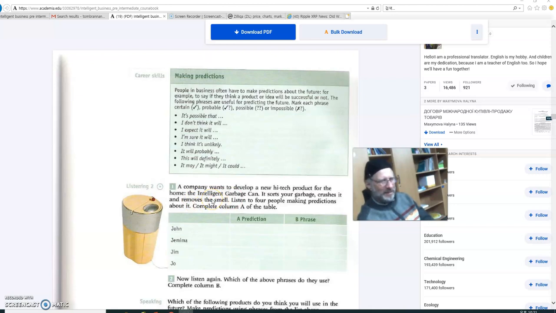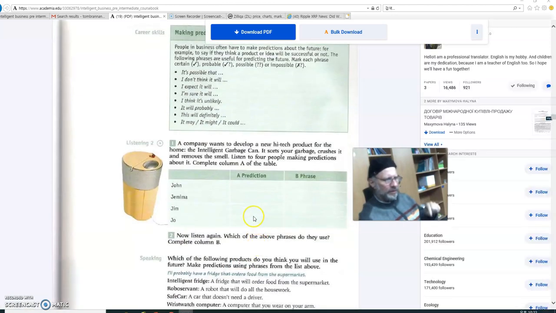Well, I don't think that the intelligent garbage can that is located outside of our apartment complex actually gets rid of the smell. It stinks pretty badly, okay? But anyway, listen to 4 people making predictions about it. Complete column A of the table. Okay? And then you'll listen again. Try to complete both the prediction and then the phrase. So now listen again. Which of the above phrases do they use? Complete column B. So you're looking for some of these phrases that we can see at the top.